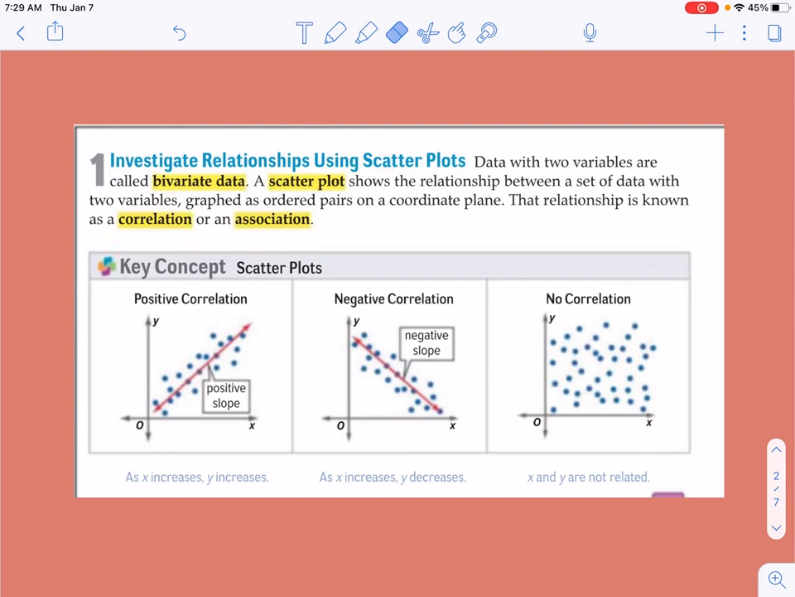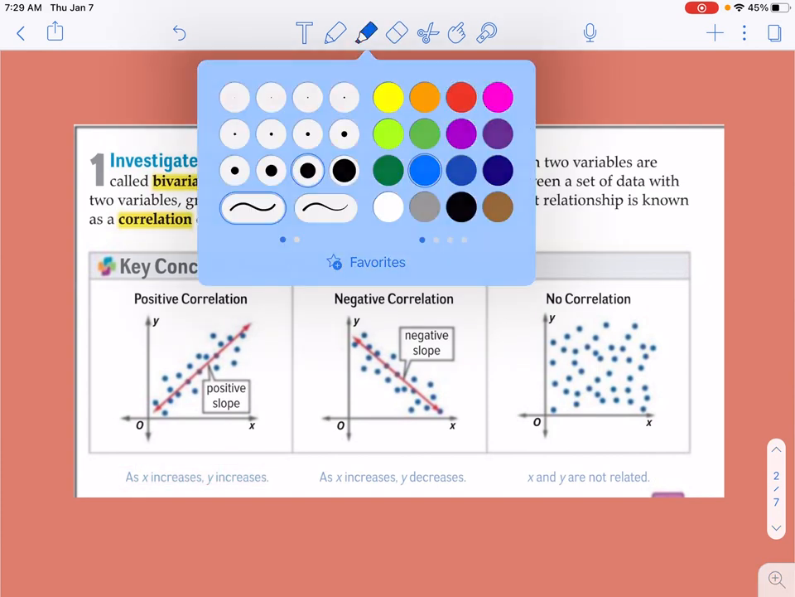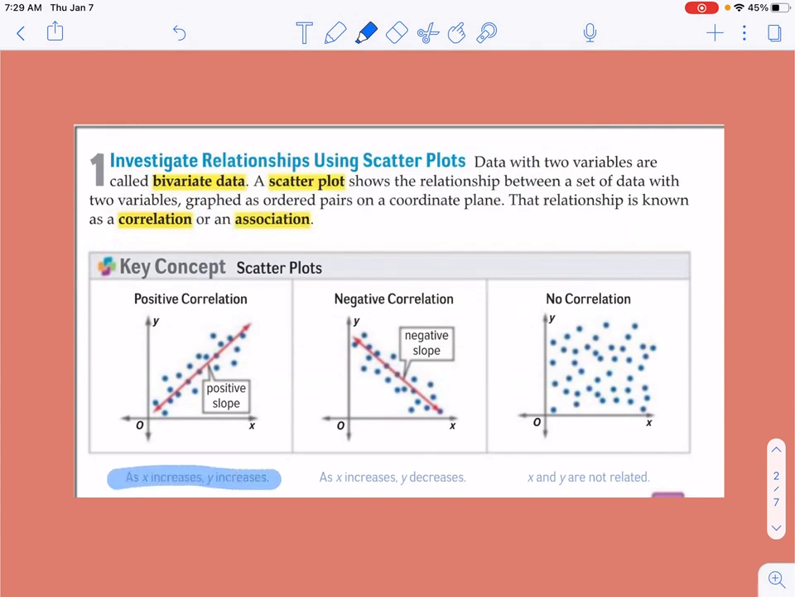All right, in the first picture you can see that the points are organized moving up in an upward fashion from left to right. And there's this phrase underneath it that I'm going to highlight that says, as x increases, y increases. Okay, so that is a hallmark of a positive correlation, that as your x goes up, so does your y. If you think about it, if you do something positive for somebody else, it affects them positively.